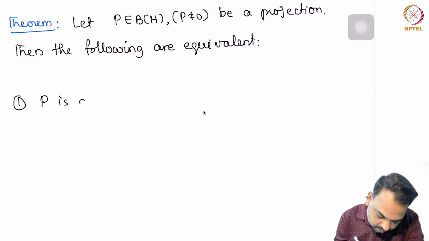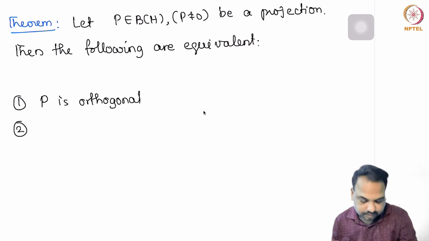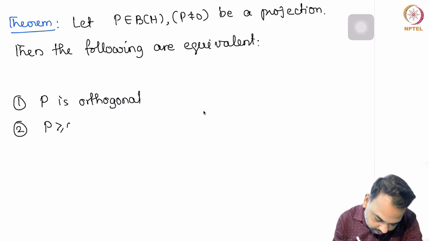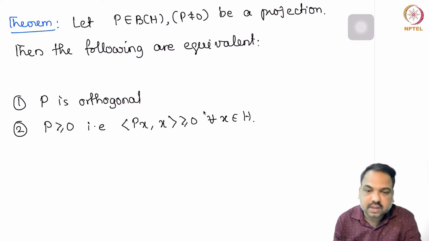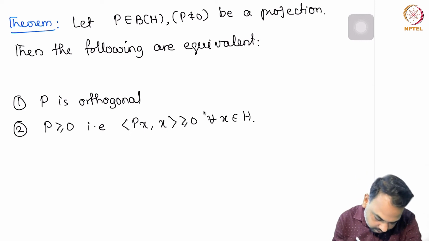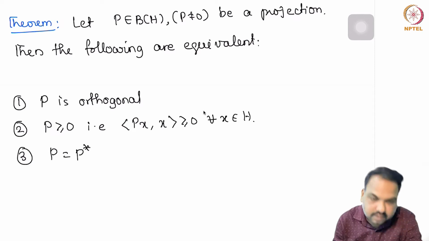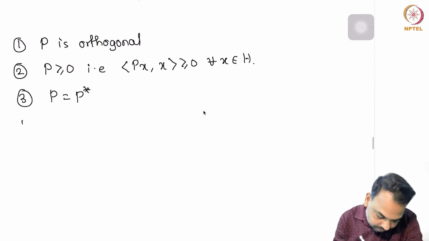P is orthogonal, second one is P is positive, that is inner product of Px with x is positive for every x in H. The third one is P is self-adjoint, and the fourth one is P is normal.